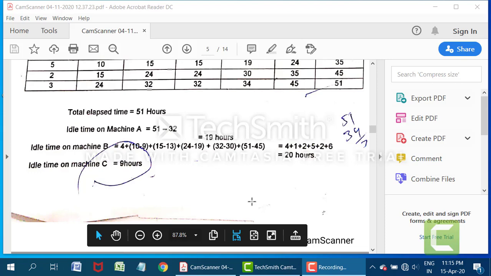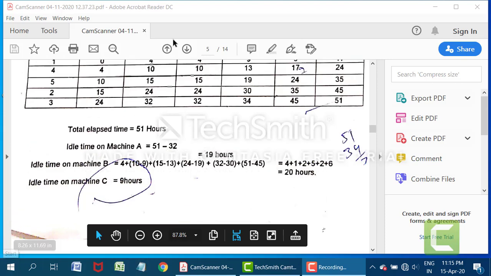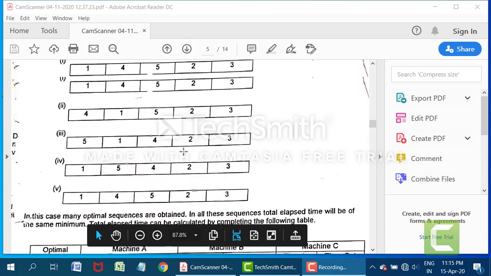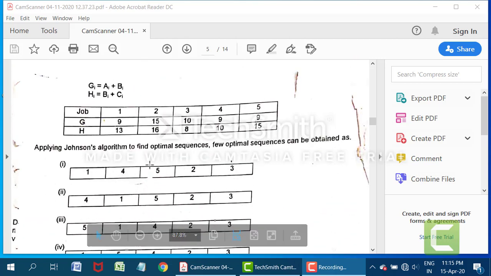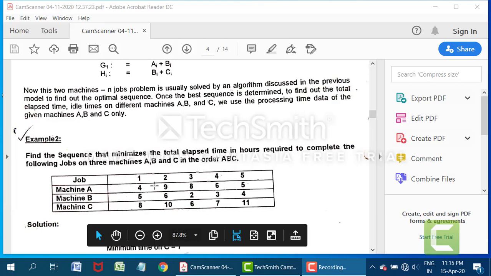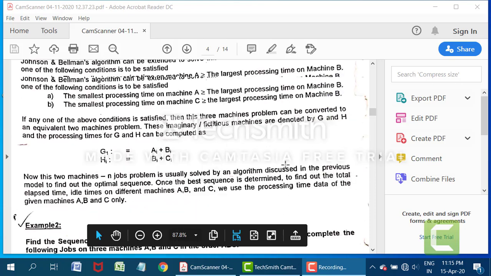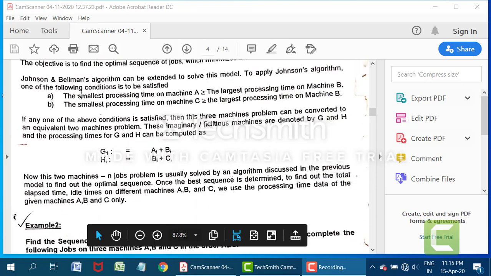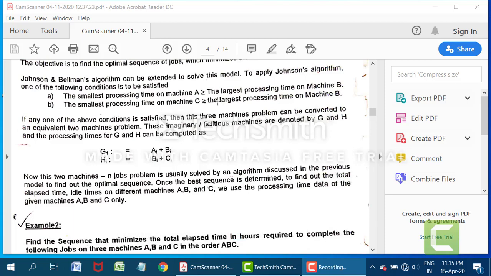So remember, once again I tell you, the n jobs 3 machines model can be solved by extending Johnson's algorithm. Johnson's algorithm can be extended, and there are two conditions to be met. First: the smallest processing time on the first machine list should be greater than or equal to the largest processing time on the second machine list, machine B. If this condition is satisfied, that's enough. You can go for applying Johnson's algorithm.